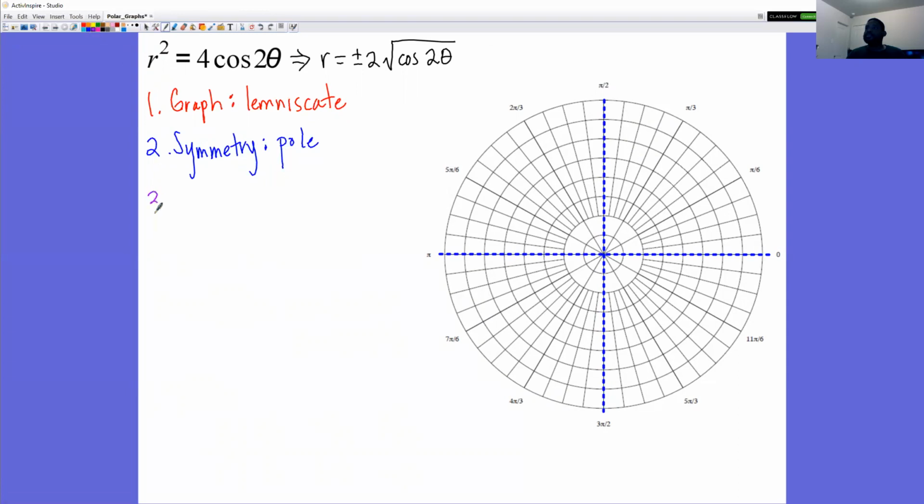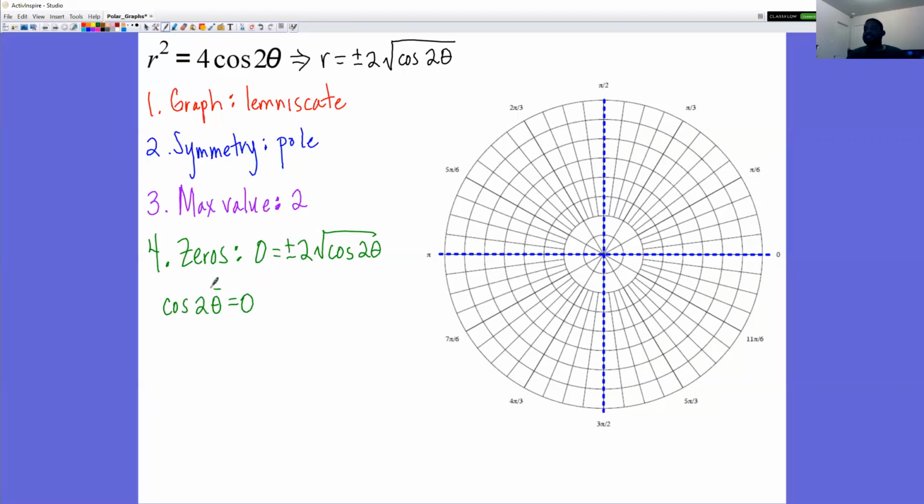Next, max value. Max value is going to be positive 2. And for the zeros, we're going to set r equal to 0. So that's plus or minus 2 times square root of cosine 2 theta. You can divide by the coefficient first and then square both sides, which gives you cosine 2 theta equals 0.